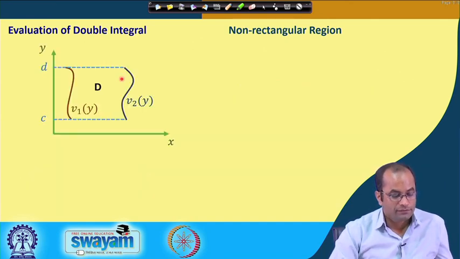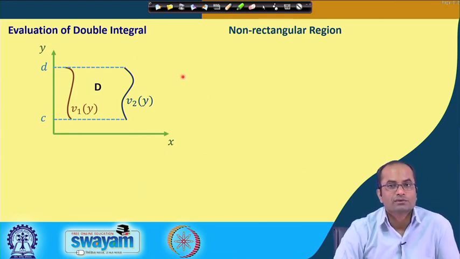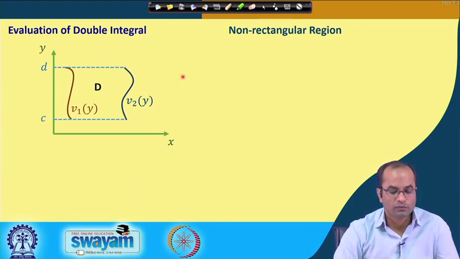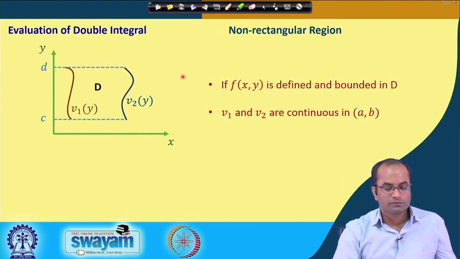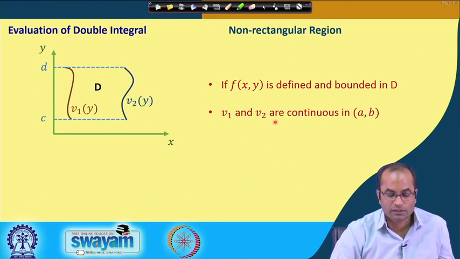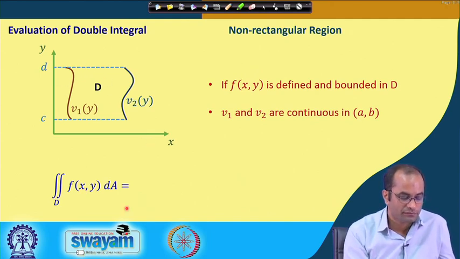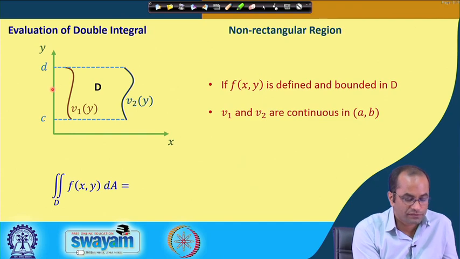And if we have, for example, the domain given in this figure, here there is a curve which depends on y. So, we have v1(y) to v2(y), and then in y we are going from c to d. This is just the other way around than the earlier one, and for this case also, f(x, y) is defined and bounded, and v1 and v2 are continuous. So, in this case the integral of f(x, y) over such a domain will be computed by integrating first with respect to x.